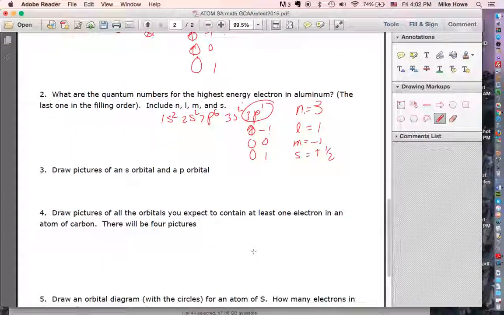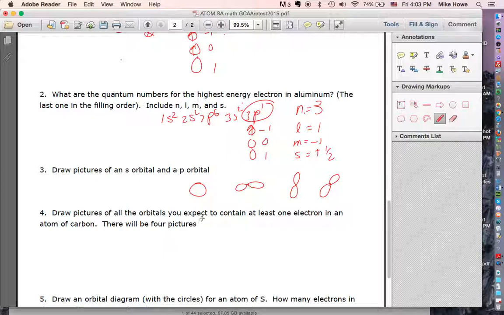Okay, pictures of an s orbital and a p orbital. I put a little activity online I'd like for you to do. I didn't mention it in class, but it's on the homework link. If you click on that, that'll help you understand this question better. S orbitals look like little spheres. P orbitals look like little dumbbells, like that. And the p orbitals, there are 3 of them, so I'll just draw all 3. Although to get credit for this question on the test, you would only need to draw an s and a p. But there are 3 p orbitals.